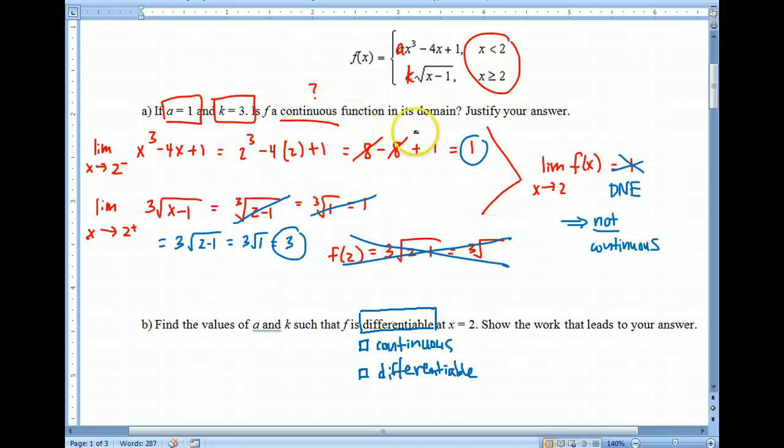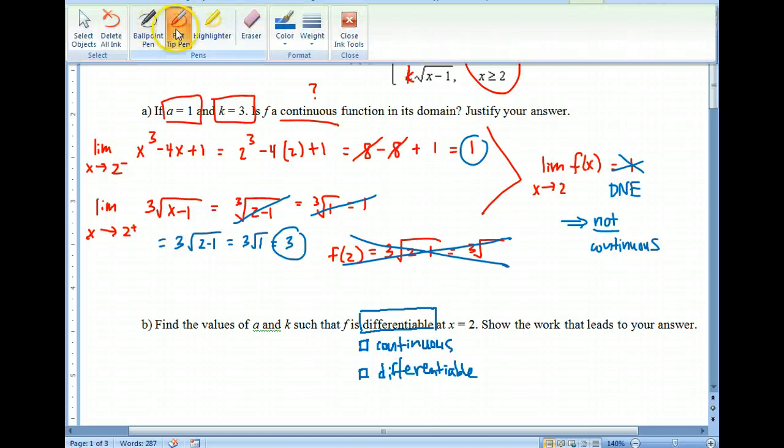So what do we need to do? The slope. So the two pieces of the function need to be equal. First, just do continuous. They need to be equal at x equals 2. So let's do this.